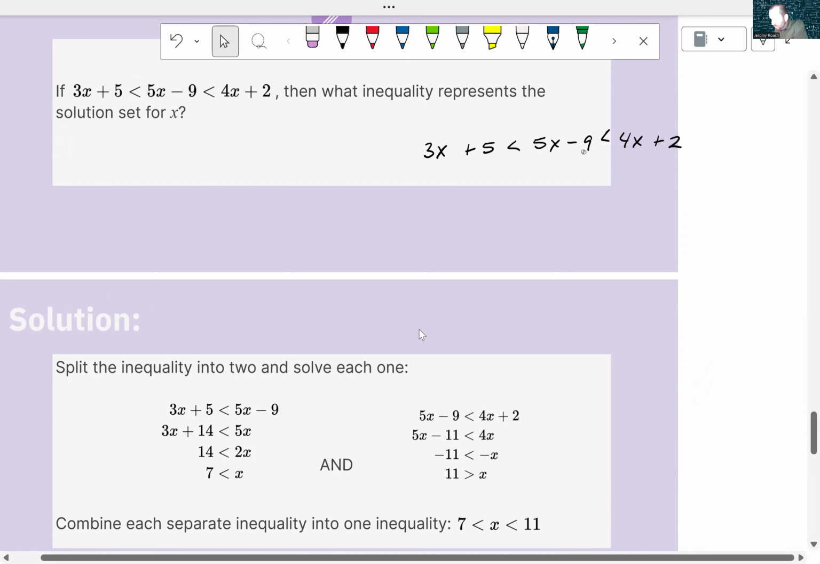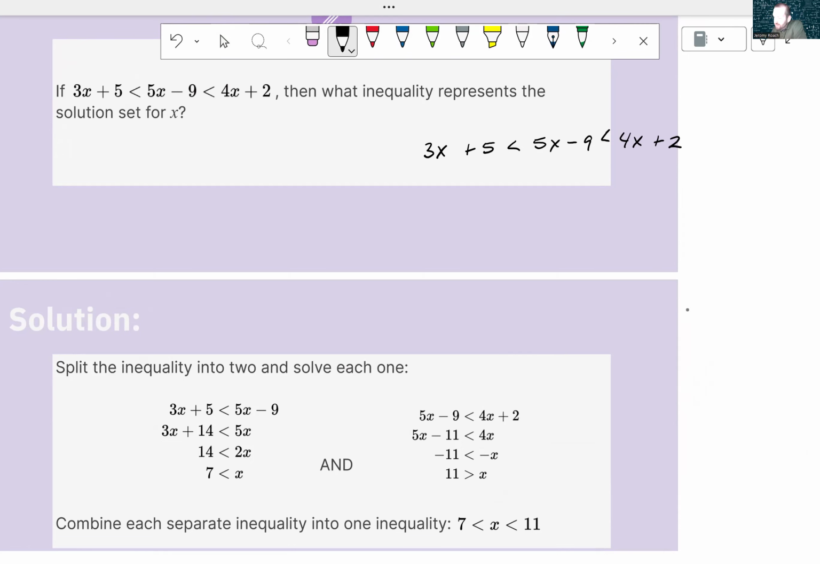So that might not be possible. Because if we did, let's see. I don't think that's even possible for us to do, because we could do +9 +9 +9. And then we get 3x plus 14 is less than 5x is less than 4x plus 11. Now, if we divide by 5, then we just get fractions for what x is, and that's not going to help us.